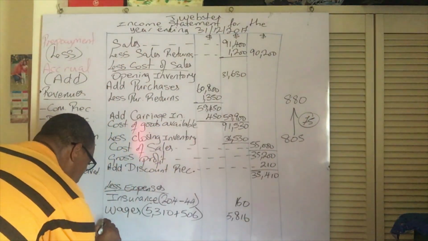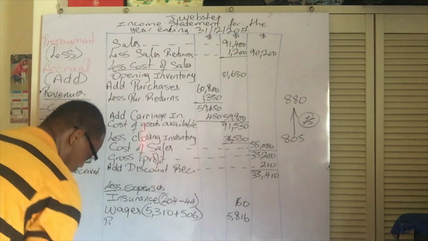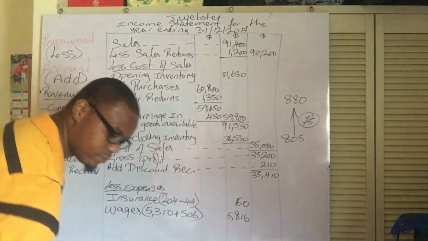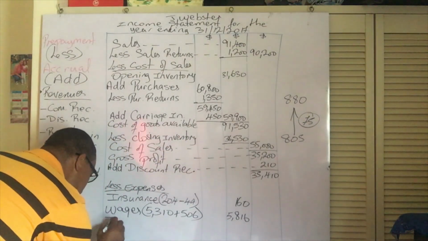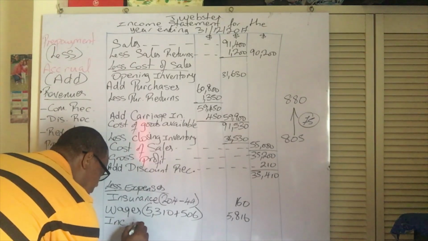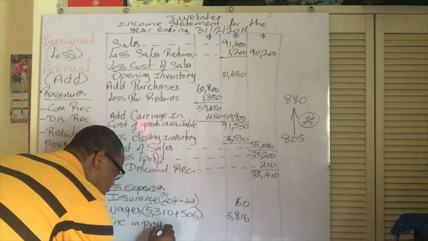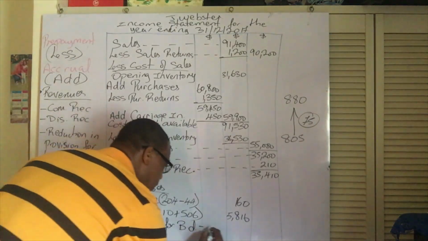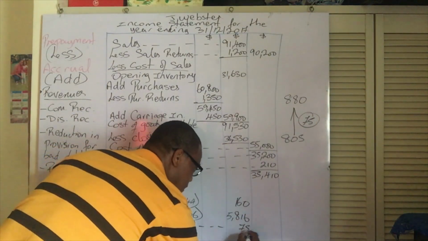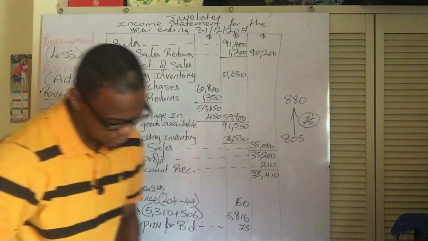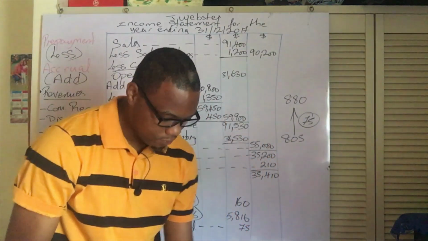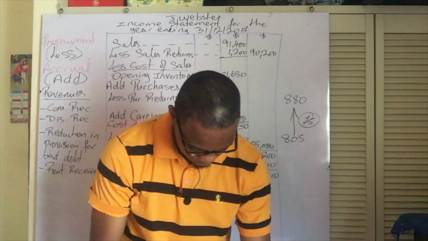So you're going to put provision, or you can put increase in provision. Put that. Increase in provision for bad debt, and that is $75. All right, $75. And then we move on to footnote E.